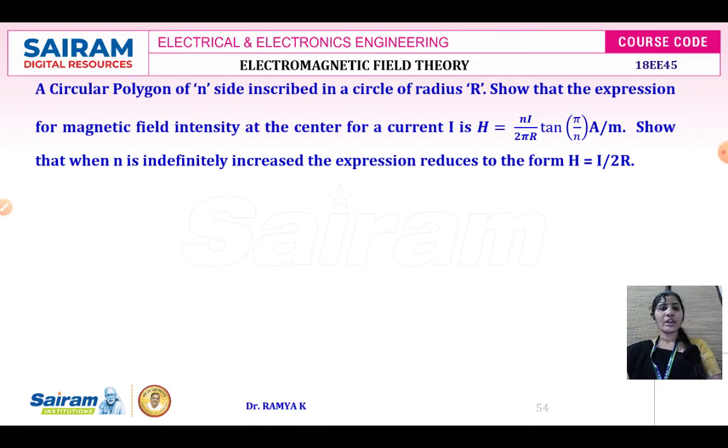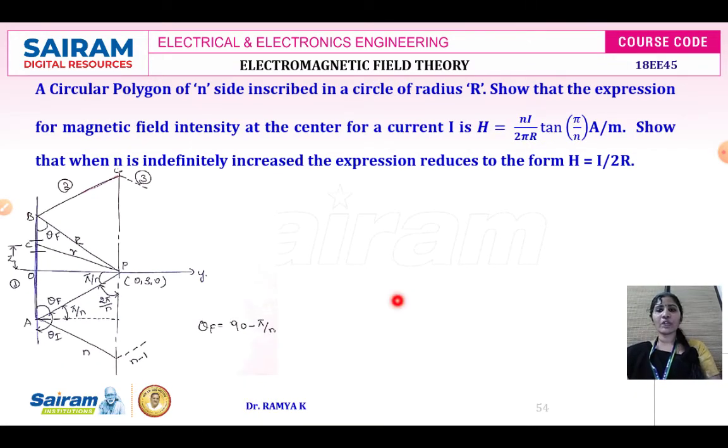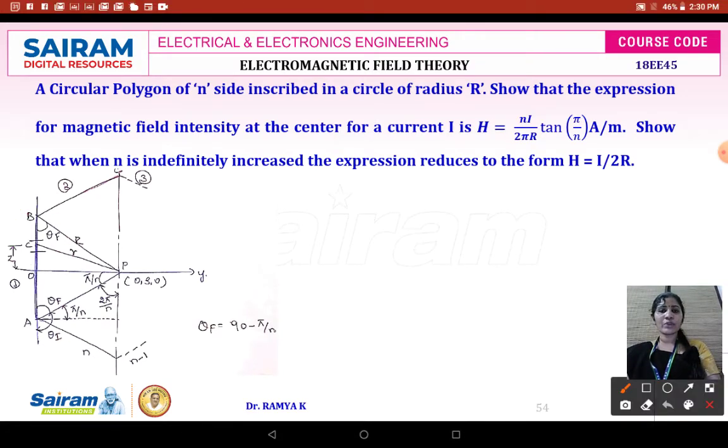Now here we'll have a circular polygon. We are having a circular polygon of n sides inscribed in a circle of radius r meter. Show that the expression for the magnetic field at the center for a current I is H is equal to Ni divided by 2 pi r tan of pi by n ampere per meter. Show that when n is indefinitely increased, the expression reduces to the form H is equal to I divided by 2r.